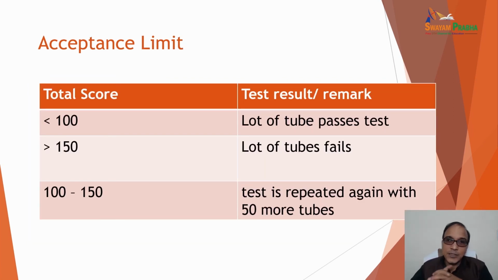Now, what is the acceptance limit? For total scores less than 100, the test result is that the lot of tubes passes the test. If it is less than 100, it passes the test. If it is more than 150, the lot of tubes fails. If it is between 100 and 150, the test is repeated again with 50 more tubes.